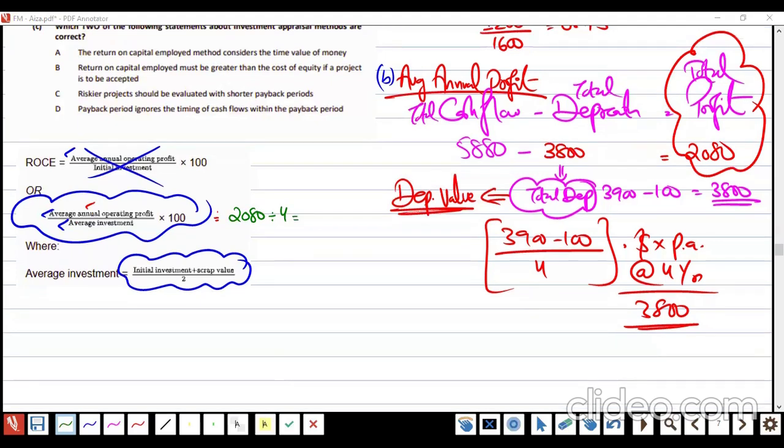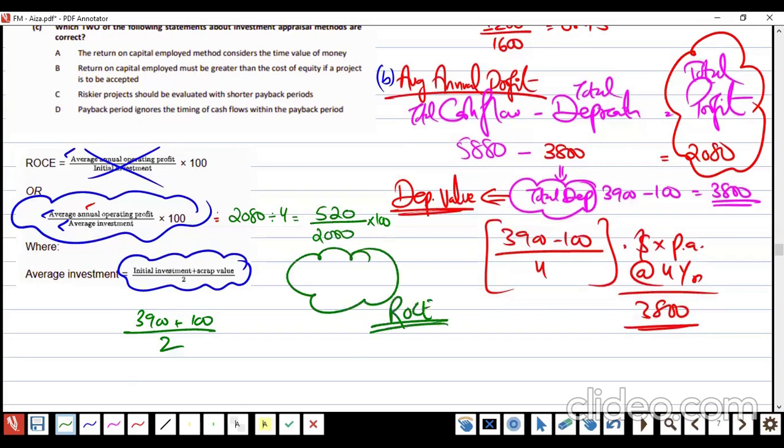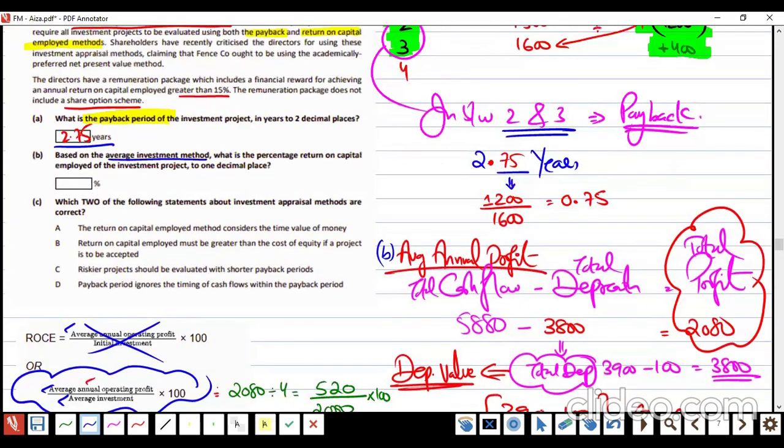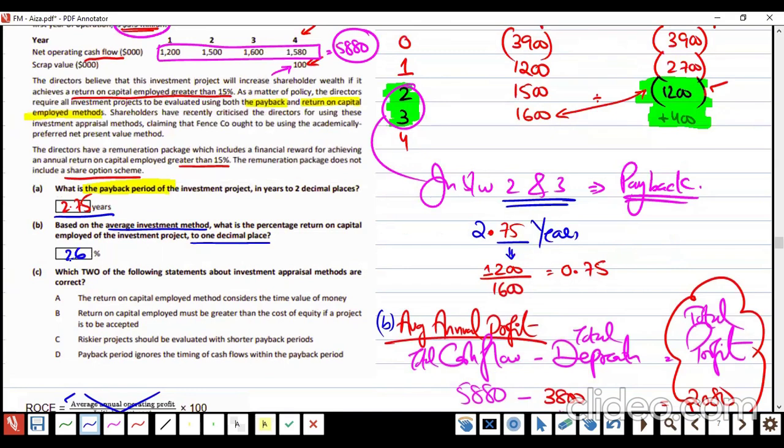So average annual, divided by 4, is 520. Now I need to divide it and multiply by 100 to get the answer. I need to divide it by the average investment. Average investment is initial investment, which is 3,900, plus scrap value, which is 100, divided by 2. How much? 2,000. So my ROCE, not Rolls Royce, it's ROCE. How much? 26%. Are we clear? Yes. Okay, so the answer is 26%. 4 marks out of 10 we earned till now.